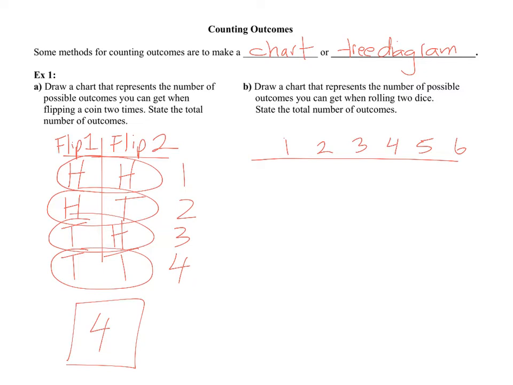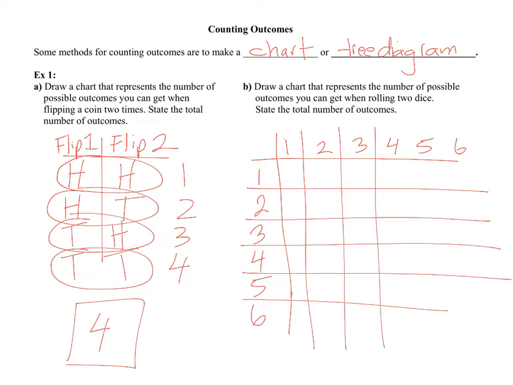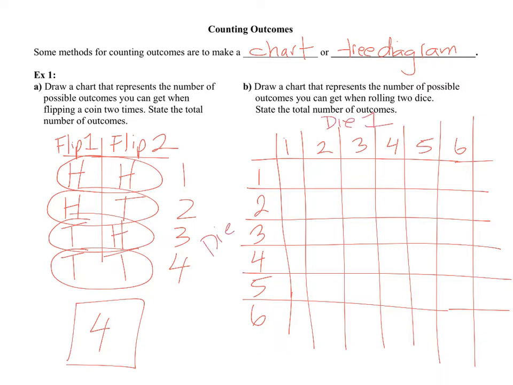And let's go the other direction. 1, then a 2, then a 3, then a 4, then a 5, then a 6. Okay, and we're going to make this grid here, this chart. Okay, we're done. Alright, so how does this work exactly? So essentially up here we have die 1, and then we have die 2.